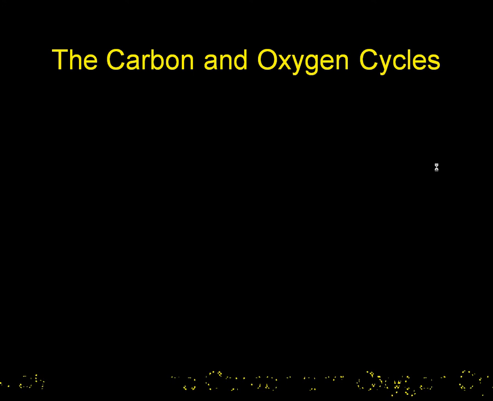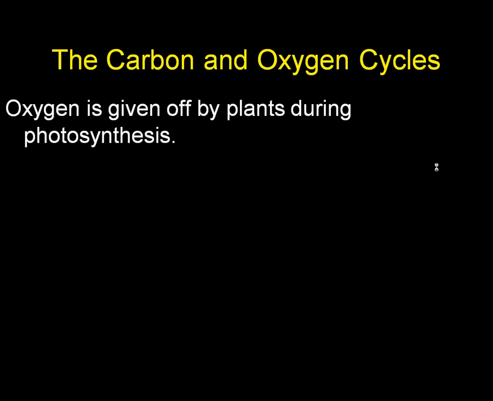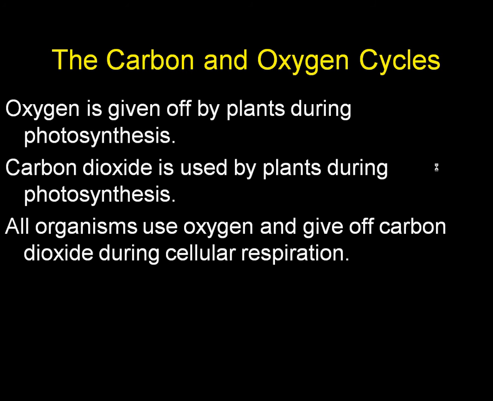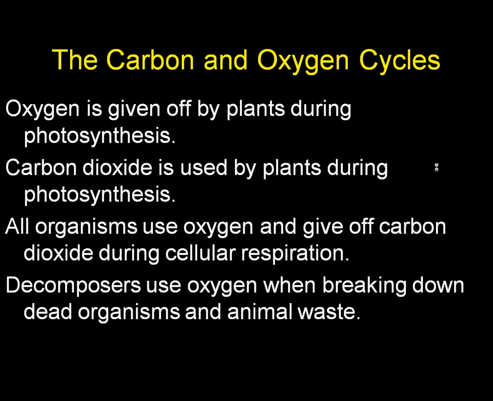Carbon and oxygen cycles, these are tied together. Oxygen is given off by plants during photosynthesis. Carbon dioxide is used by plants during the same process. And all organisms use oxygen and give off carbon dioxide during the process of cellular respiration. So that occurs in all living things. And that's the carbon and oxygen cycles. Also part of that is that decomposers use oxygen when breaking down dead organisms and animal waste.